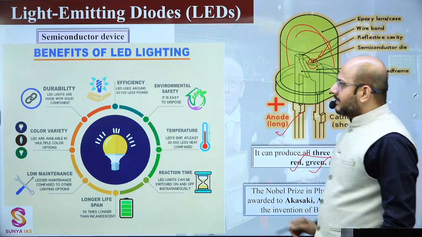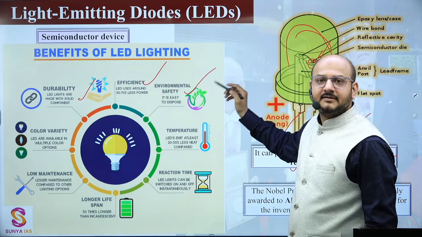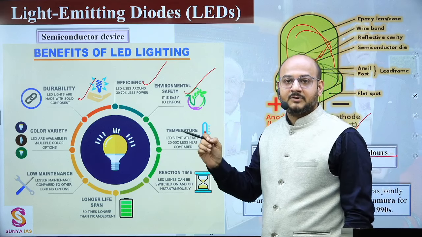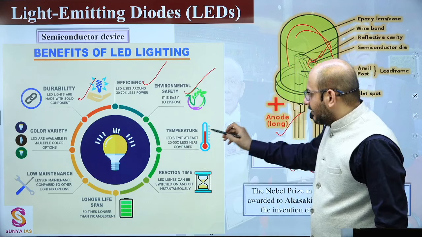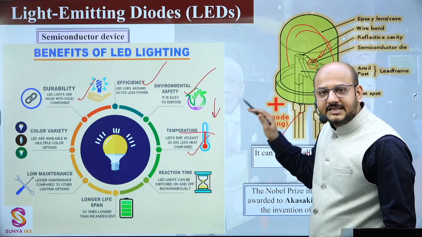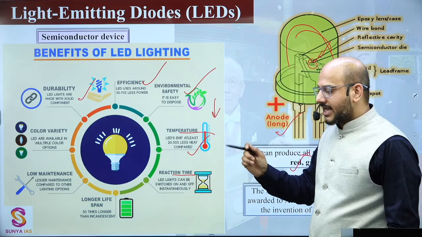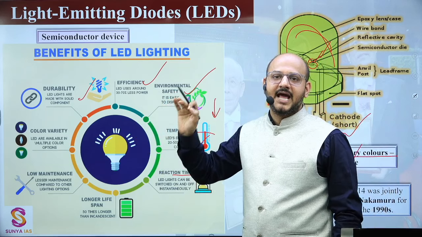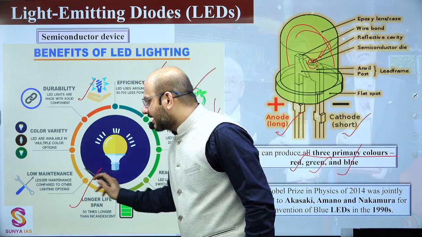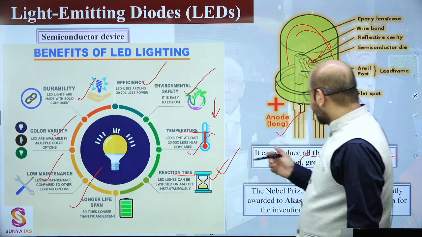Now it has more durability, more efficiency, environmental safety, and is easy to dispose of. जो हम पहले यूज करते थे, it was not easy to decompose. Temperature: LEDs emit at least 20 to 50% less heat भी produce कर रहे हैं वो. Reaction time is instantaneous: as soon as you switch on the electricity, they are on. As soon as you put it off, it will be off. Longer lifespan, low maintenance, and color variety: you get more and more color variety by mixing red, green and blue colors.